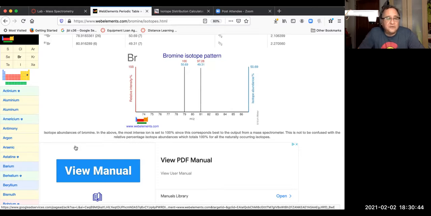This is not to be confused with the relative percentage isotope abundances, which equals 100% for all naturally occurring isotopes. So if we look above, the red numbers are the intensities, and that matches the red y-axis. And the blue numbers are the percentages, which matches the blue y-axis on the right. Notice that the percentages of 50.69 and 49.31 add up to 100%.